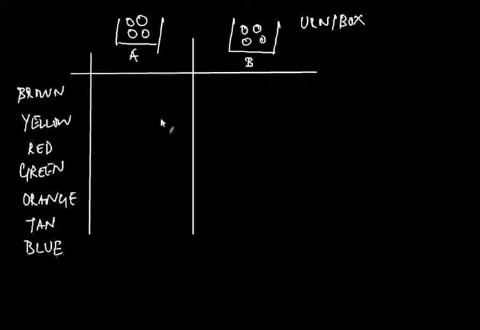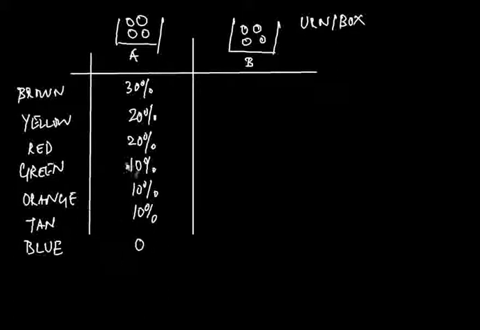So both of these boxes have balls of these colors, and we are told what percentage of the balls inside each of these two boxes are of these colors. We are told that 30% of the balls in A are brown, 20% are yellow, 20% are red, 10% are green, 10% are orange, and 10% are tan. There are no blue balls. So A has this distribution of colors.